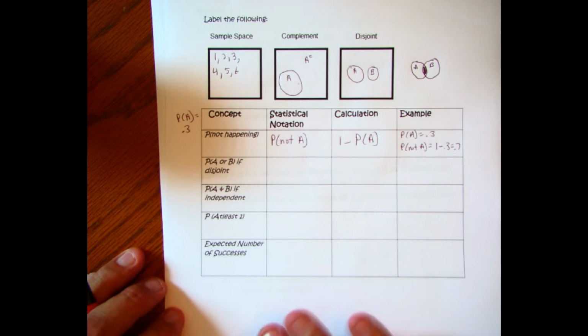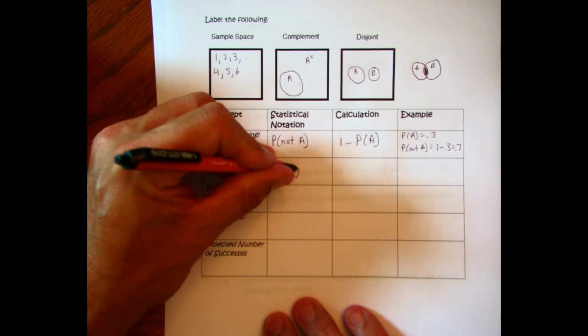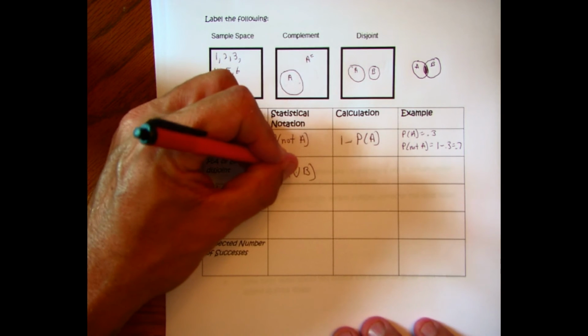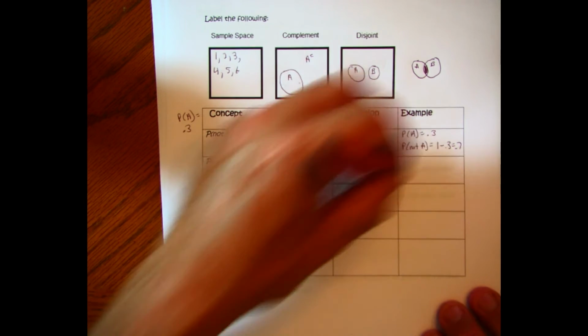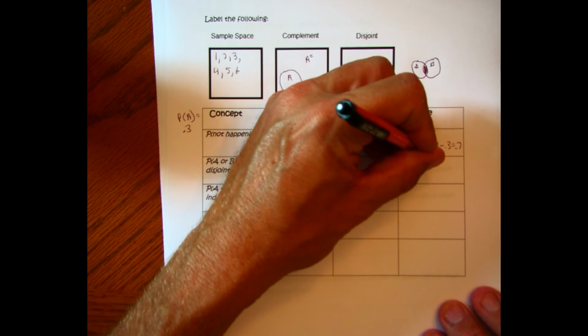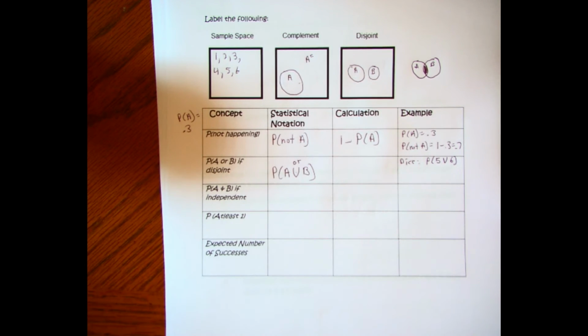The probability of A or B if disjoint. Now the notation for A or B is A, this symbol, B. It looks like a U, right? That means or. Well, let's take our dice example. What's the probability on a dice of getting a 5 or a 6? First of all, are those disjoint events? Yes, they are.